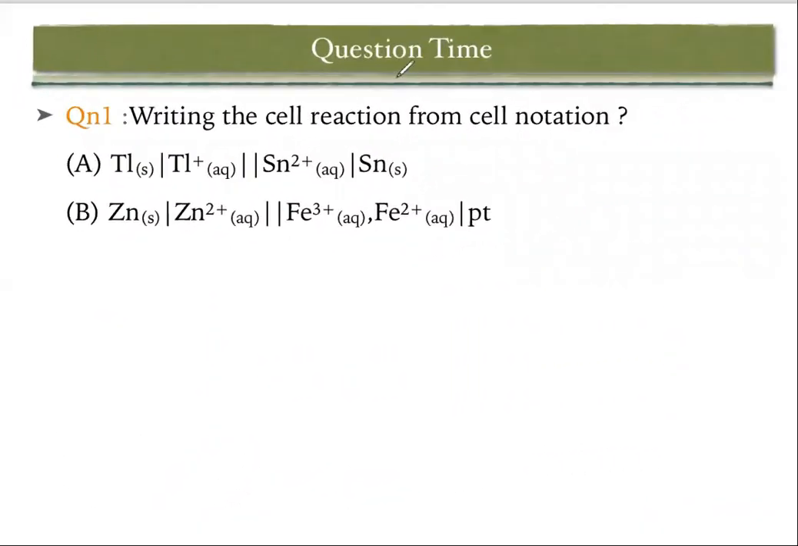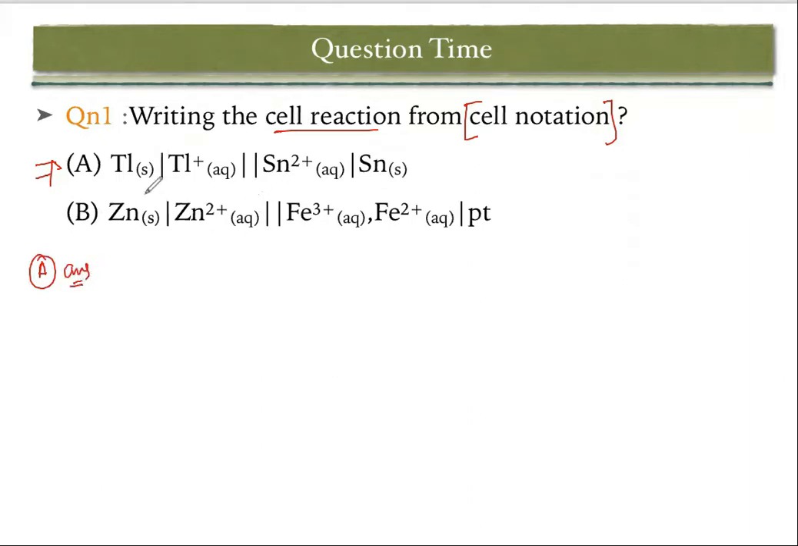So now we are going to learn about the cell notation and cell reactions. As we have learned in the previous lecture, how to write cell notation: what are the salt bridge, the anode, cathode, aqueous solution, and the solid component. So now try to solve these questions. This is the cell notation given. Now we have to write the cell reaction. Taking the first question, that is A.